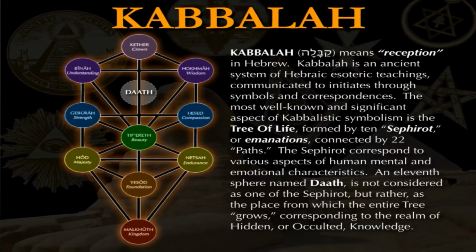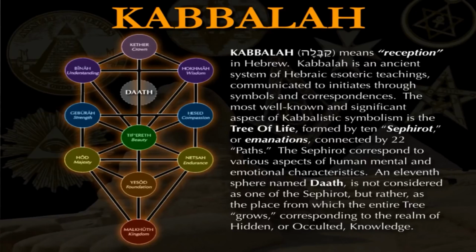The most well-known and significant aspect of Kabbalistic symbolism is the tree of life, this symbol on the left. It's formed by what's called sephirot, which means emanations. There are 10 of them. And these 10 sephirot or emanations are connected by 22 paths, forming this tree structure. The sephirot correspond to various aspects of human mental and emotional characteristics.